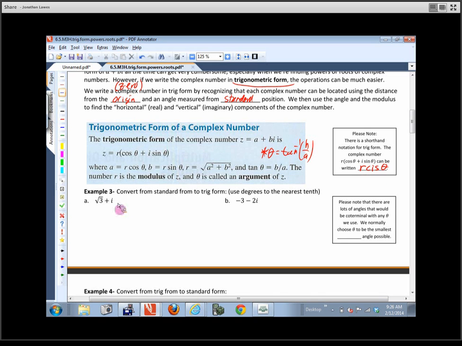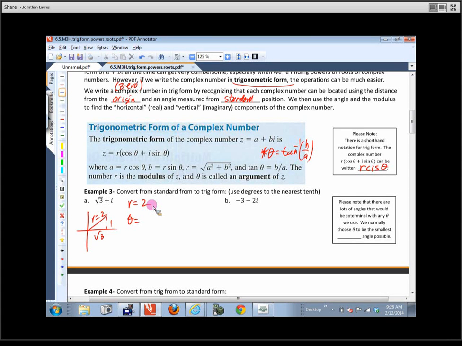So you're going to have problems where they say convert from standard form to trig form. So we've got this number right here. We want to convert from standard form to trig form. We need two things in order to do that. We need to know what r is, and we need to know what theta is. So let's think about when we graphed this. Didn't we already figure this out? This was radical 3, this was 1. What's r? r was 2.